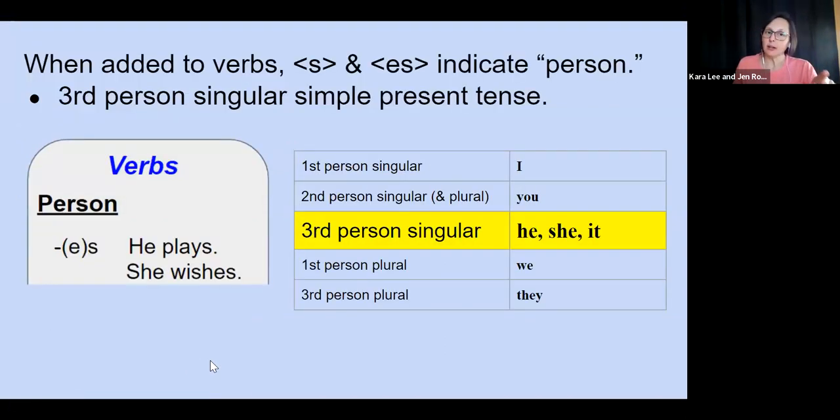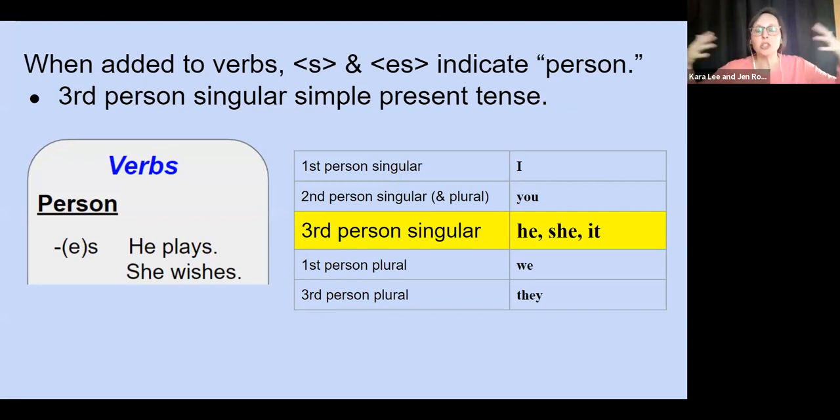Okay, and by the way, it's not the only thing that s and es do. Remember that they also can indicate person. So third, in particular, third person, singular, simple, present tense. That is a mouthful. But again, not something that we have had to explicitly teach our kids.